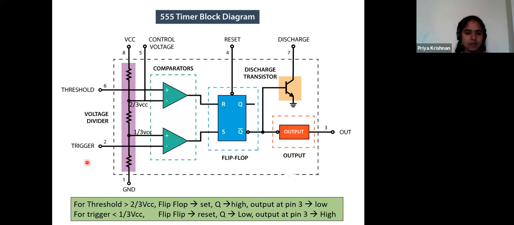And this point is trigger, and this point is 1/3 VCC. Whenever the trigger is greater than 1/3 VCC, then this comparator goes to the on state. We are just discussing when the two comparators will go to the on state. So one input is threshold, the other input is 2/3 VCC. When it compares the two inputs, when threshold is greater than 2/3 VCC, at that time this goes to on.